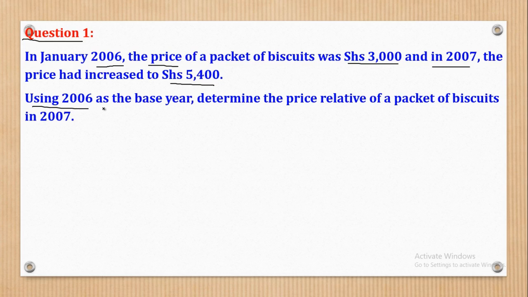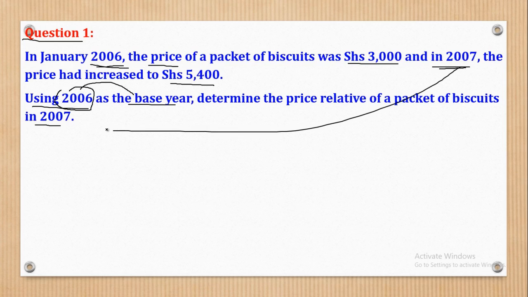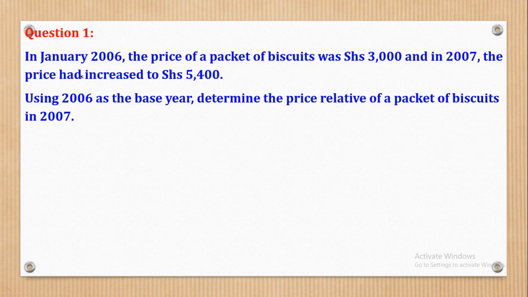Using 2016 as the base year, determine the price relative of a packet of biscuits in 2017. I think realize that, like I told you, the question will always specify which is the base year. So in this case, they have told you using 2016 as the base year, meaning that 2016 is our base year and this will be the current year, the one you want to calculate. So you shall come and interpret the question.